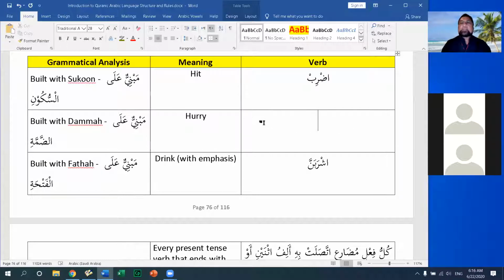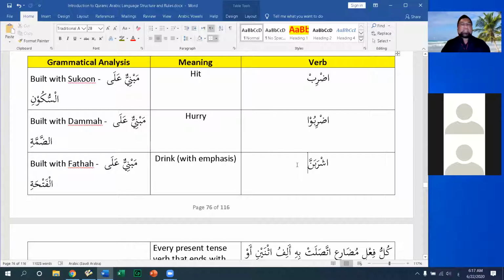A better example would be, let's take this: اضربوا. This is مبني على الضمة. Let me repeat that. So by default, فعل الأمر is مبني على السكون or مبني على الضمة. For example, in the plural form of the command, اضربوا. Or it's مبني على الفتحة. For example, اشربن أو اضربن. Now, we haven't studied this as yet, but I'll tell you about it.